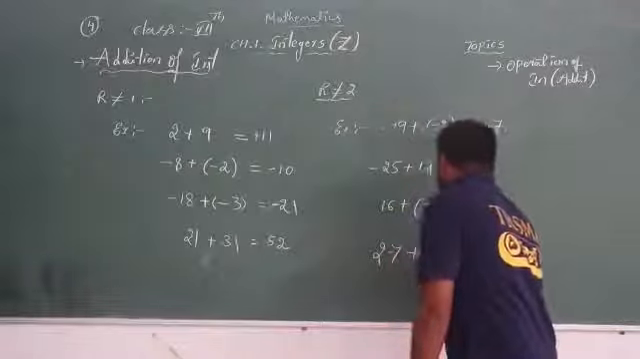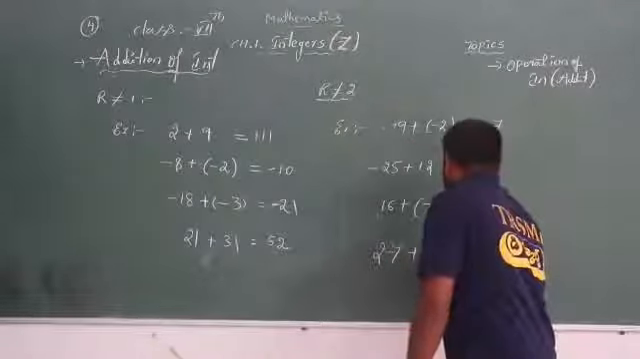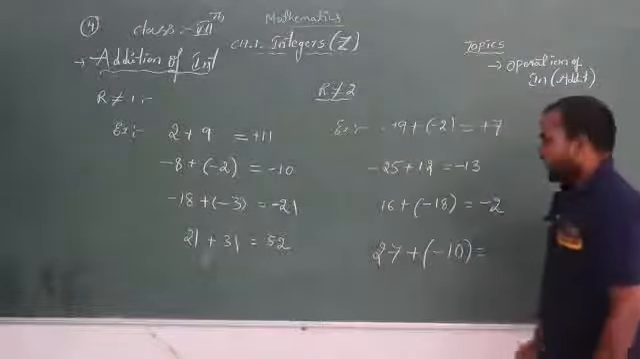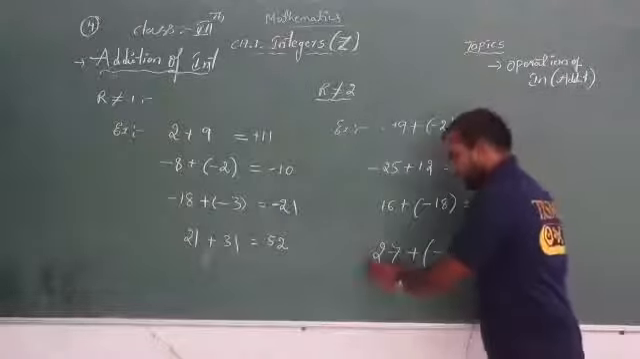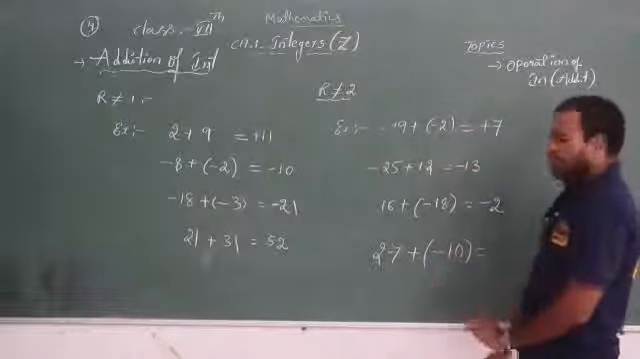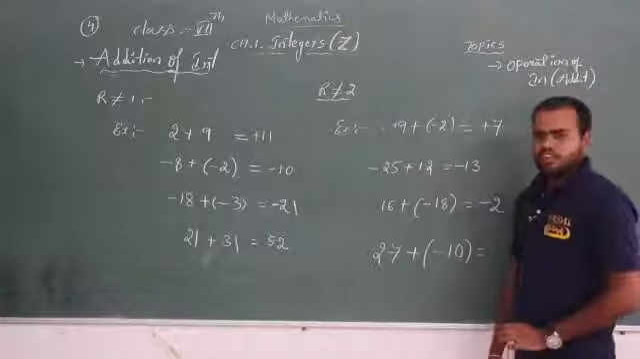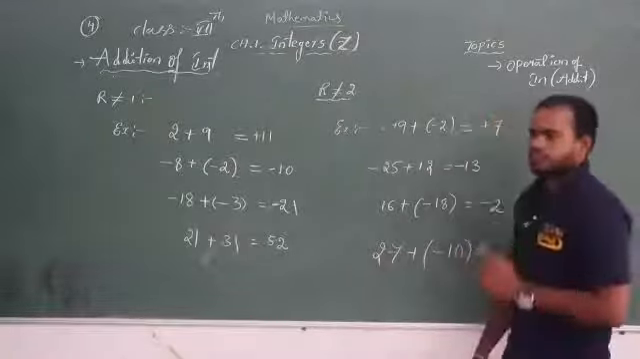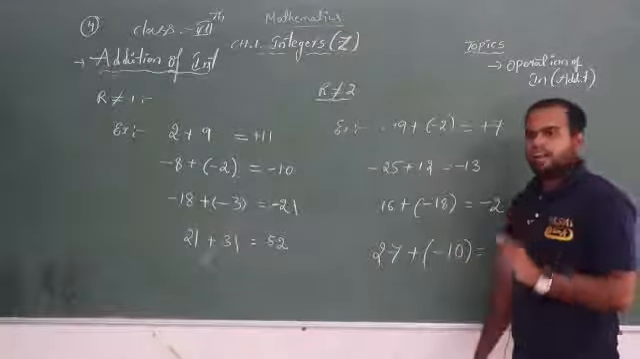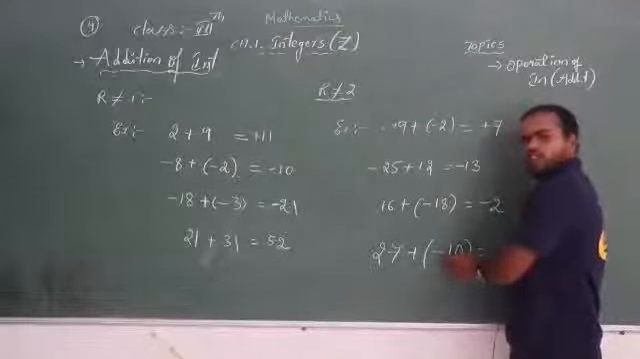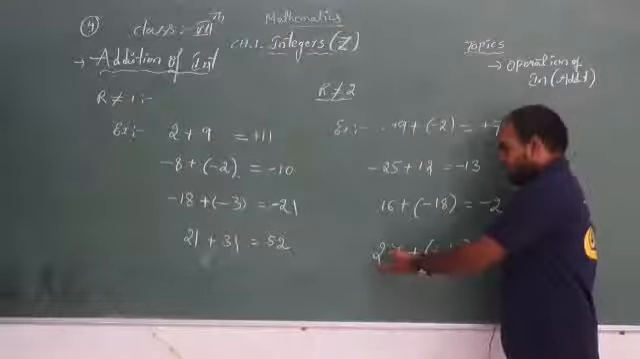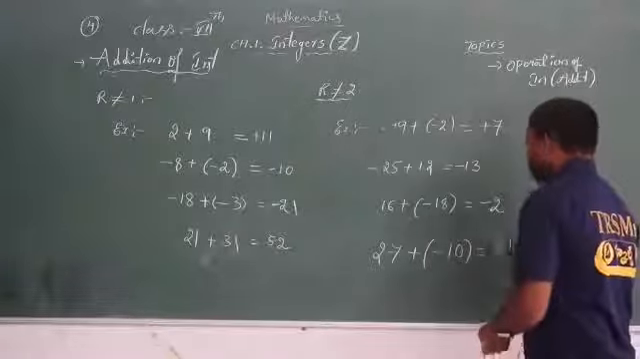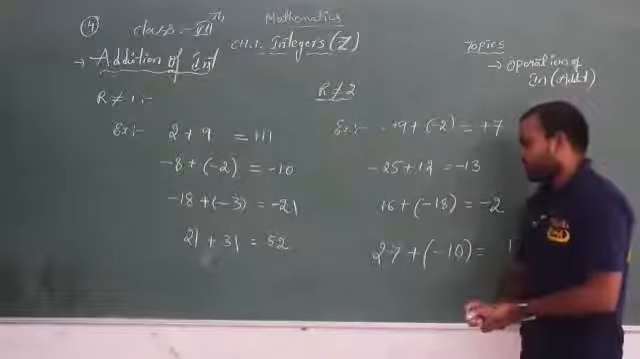So I am adding a positive number with a negative number. Now how will you do it? Same. If we are adding a positive number and a negative number, the first step is to subtract the smaller number from the larger number. So 27 minus 10, how much will we get? We will get 17.